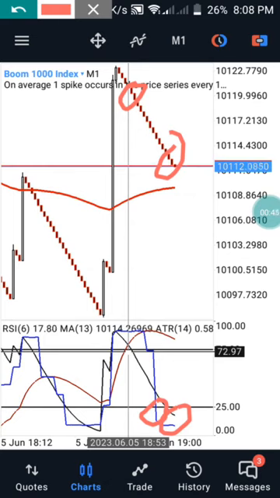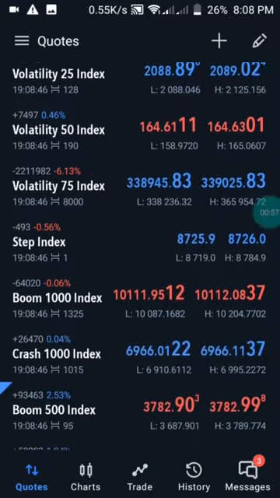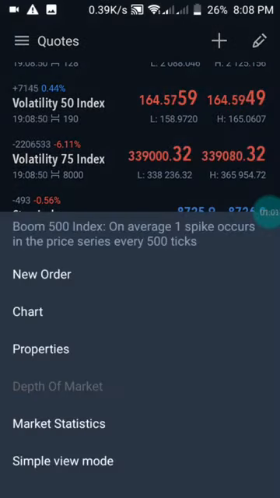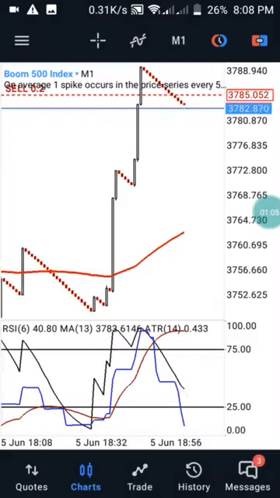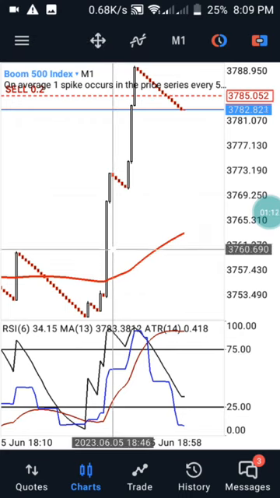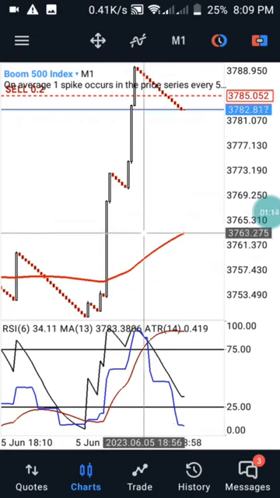But today, in today's video, we are going to be shedding more light on Boom 500. I'm going to show you how this works on Boom 500. So let me show you exactly what happened. This is Boom 500 on 1 minute time frame. So I'm going to show you the reason why I entered this particular trade.